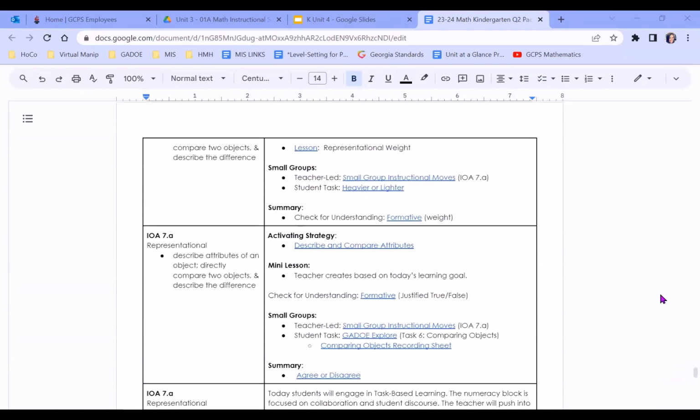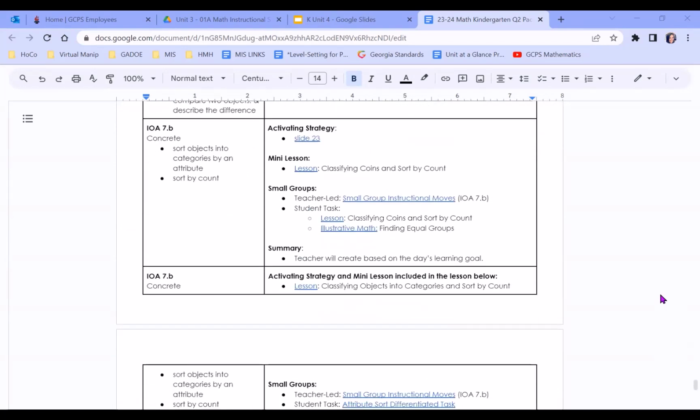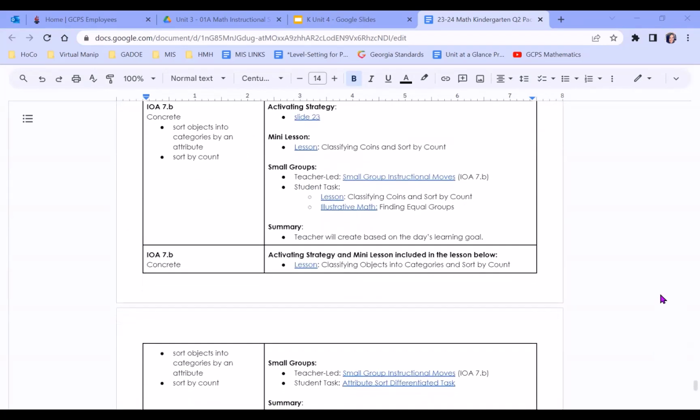We will wrap up Unit 4 with IOA 7.B, with a suggested pacing of about 2 days, where students will sort objects into categories by an attribute and count the number of objects in each category. Students will then sort the categories by count. As a reminder, the number of objects in each category should not exceed 10.